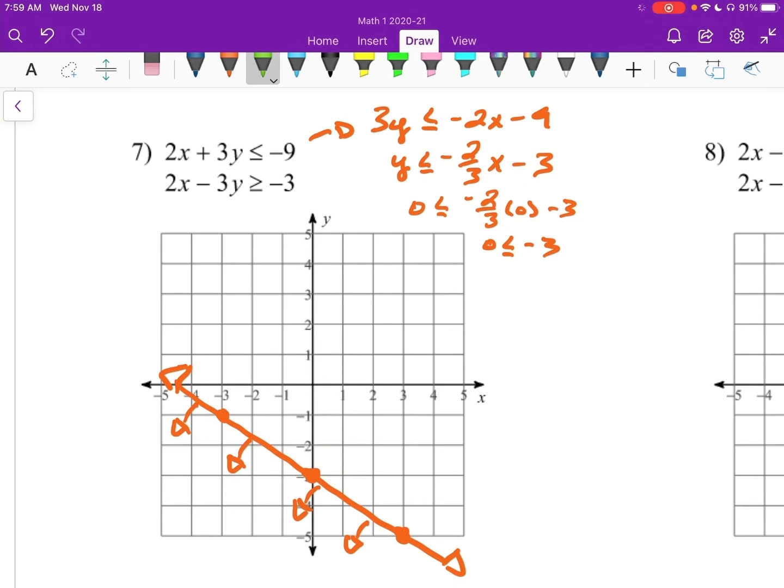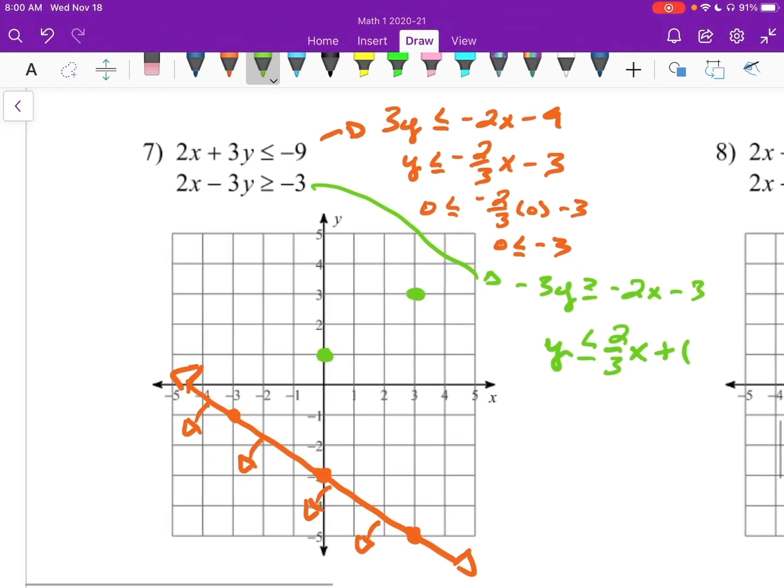All right, now for the green one. I'm going to start off by subtracting 2x to the other side, so I'll have negative 3y is greater than or equal to negative 2x minus 3. Now I'm going to divide by negative 3 because that's what is in front of my y. So that flips my inequality, so it needs to point the other direction. I'm just going to have a plain old y, and then negative 2 over negative 3 gives me 2/3 x, and then negative 3 divided by negative 3 is 1. So I have an intercept at 1 and a slope of 2/3. So up 2 and over 3, or down 2 and left 3.